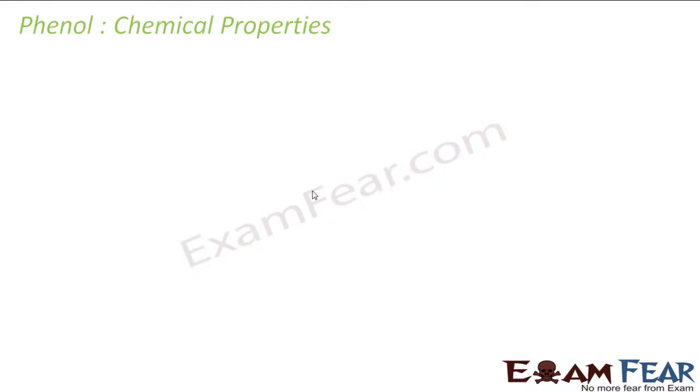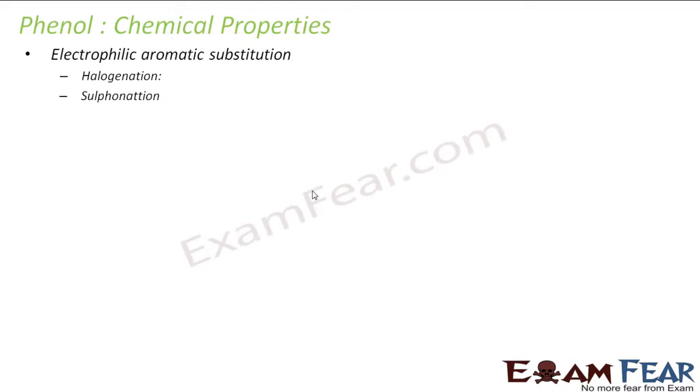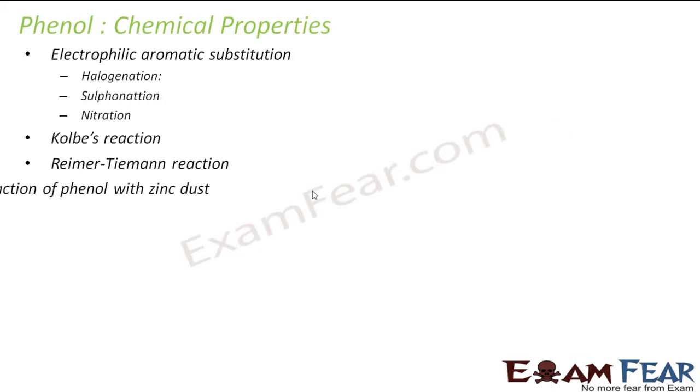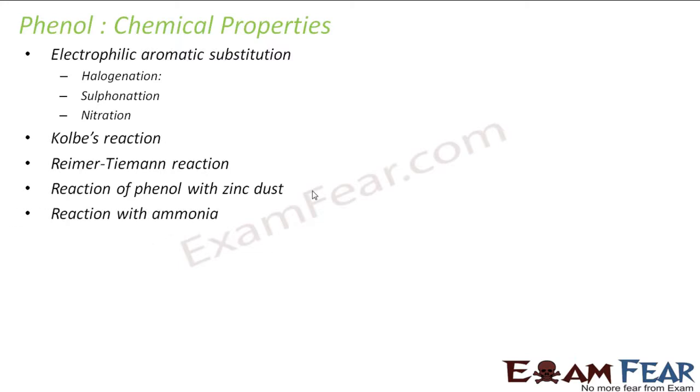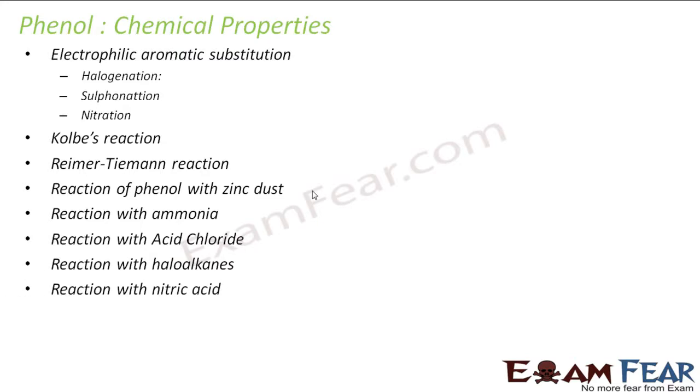Let's understand some chemical properties of phenols. We'll understand some reactions for phenol. We'll talk about electrophilic aromatic substitution for phenol. We'll talk about halogenation, sulfonation, nitration. We'll talk about Kolbe's reaction. We'll talk about Reimer-Tiemann reaction. We'll talk about the reaction of phenol with zinc dust, reaction of phenol with ammonia, reaction with acid chloride, reaction with haloalkanes, reaction with nitric acid. We'll talk about oxidation, we'll talk about dehydrogenation, and we'll also talk about acidity of phenol.